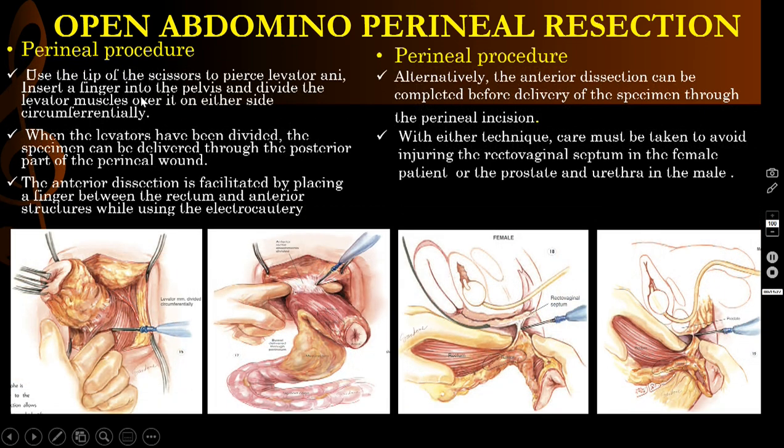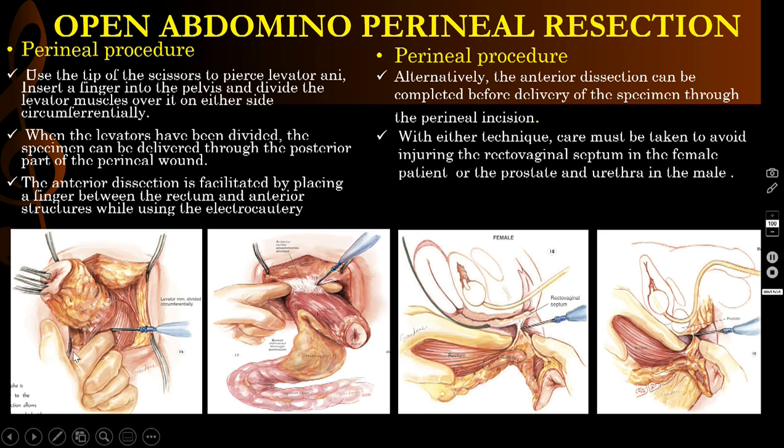Now the perineal procedure we have to continue. You have to use the tip of the scissors to pierce the levator ani here. Then this is what you are seeing here. Then you have to insert your finger into the pelvis. This is what you are seeing here. You have to insert your finger here and divide the levator ani muscle over it on either side.